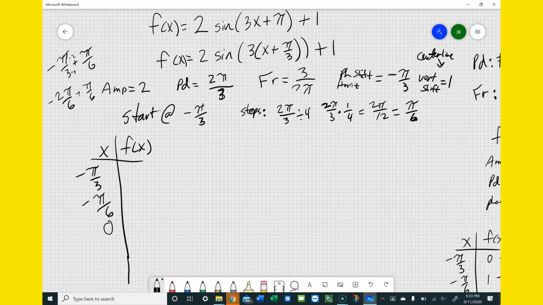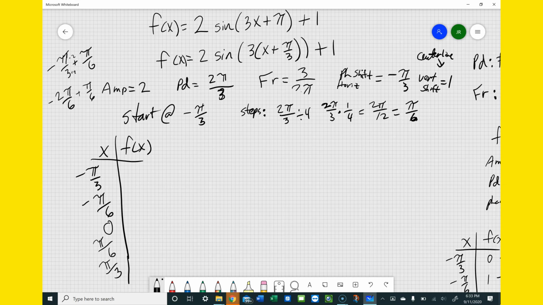So that's the next point. And then I add pi over 6 again. That gets me pi over 6. Add pi over 6 to 0, you get pi over 6. Then I add pi over 6 again, I get 2 pi over 6. Well, that reduces to pi over 3. Feel free to pause this video or rewind it to see if something went by you too fast.